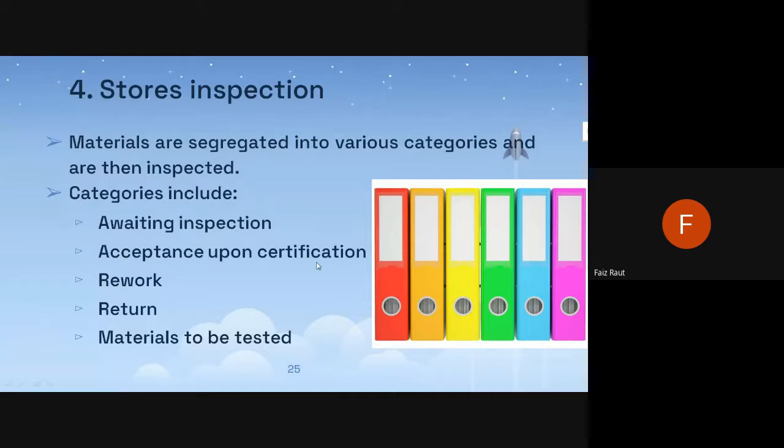Then acceptance upon certification. Some products will be certified, some products will not be certified. Some products need rework, something is defective and needs work done on it. And some products which are defective and cannot be reworked or repaired need to be returned. So that will be separate. Those that need testing will be kept separate like this. So anytime we'll segregate them into different categories and we'll do the inspection of the stores. This is not for sending or receiving the items. They are just lying in the stores and we are inspecting the materials.